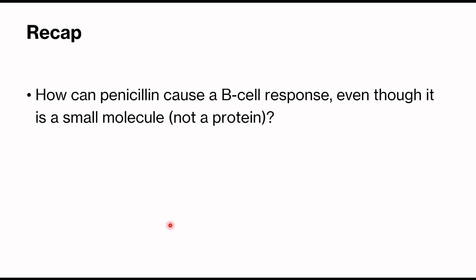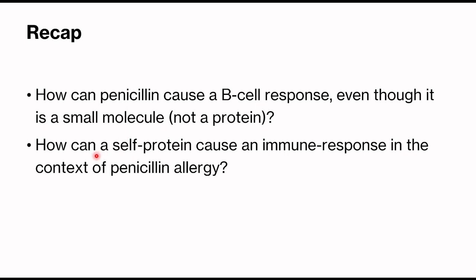Okay, let's recap what we talked about today. So this is first for you to think about yourself again, if you can remember, if you understood those things. So first question is, how can penicillin cause a B-cell response, even though it is a small molecule, i.e. it's not a protein? So pause for a little and think about this question. The second question is, how can a self-protein cause an immune response in the context of penicillin allergy? Okay, again, pause for a bit, and I'm sure you can come up with this answer.